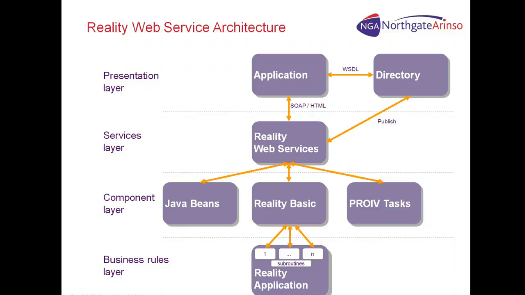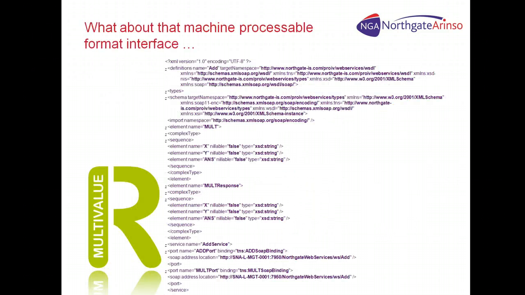And now for that machine processable format. This is an example of a typical WSDL document that defines things about the application and the application interface layer. In this case, we're looking at a DataBasic subroutine called MULT, which multiplies two numbers together, x and y, and returns the result in the variable called ANS. The system itself, the location of the database and the account, is defined by this HTML document, the WS Web Services add.